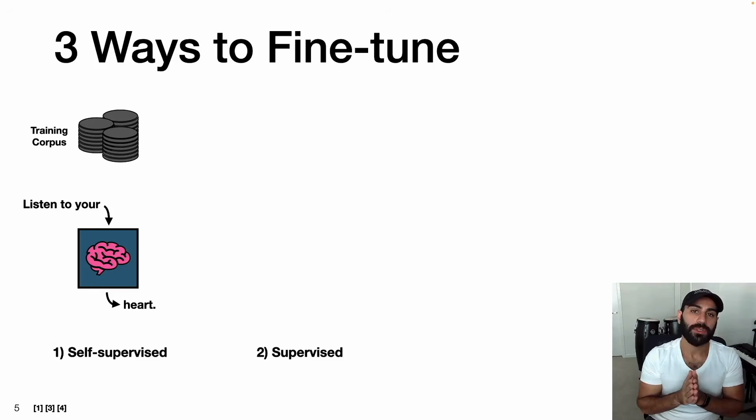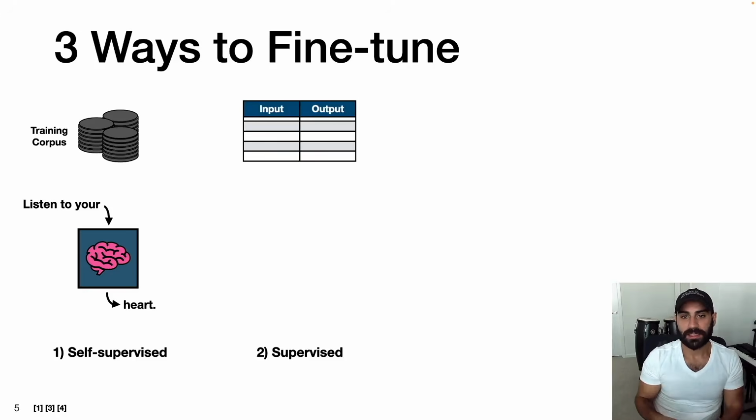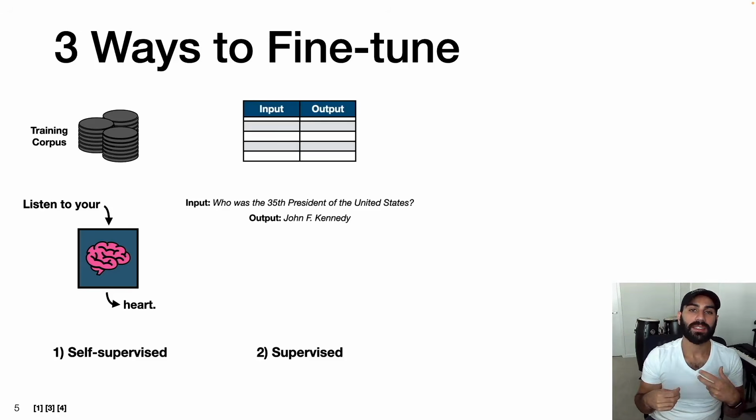The second way we can fine-tune a model is via supervised learning. This is where we have a training data set consisting of inputs and associated outputs or targets. For example, if we have a set of question-answer pairs, such as "Who was the 35th president of the United States?" and the answer is John F. Kennedy, we can use this question-answer pair to fine-tune an existing model to learn how to better answer questions.